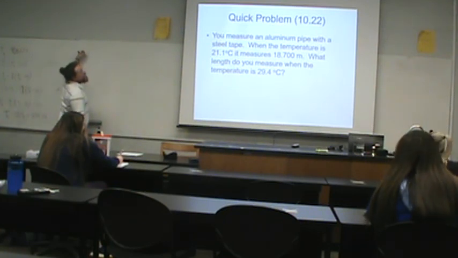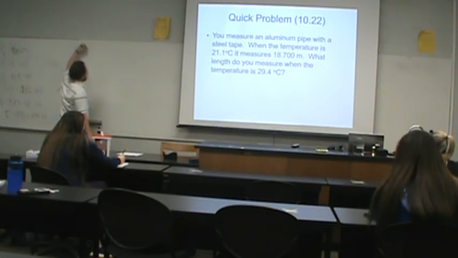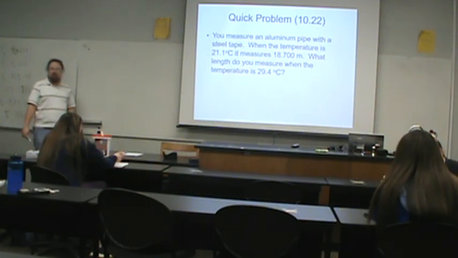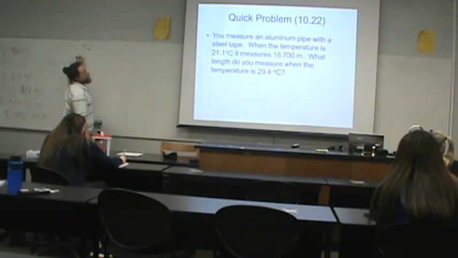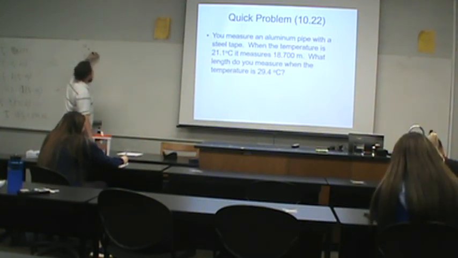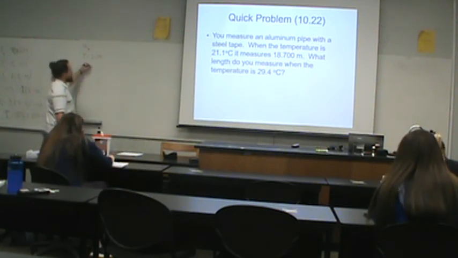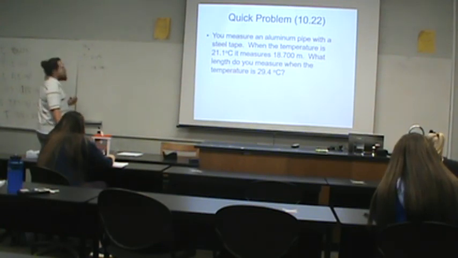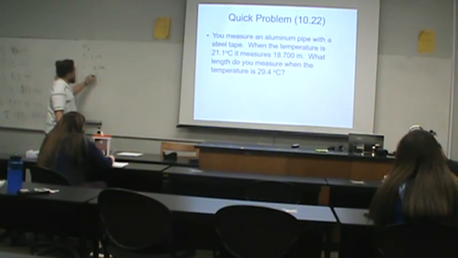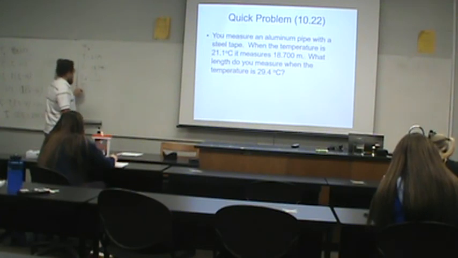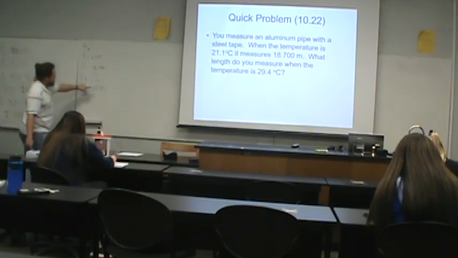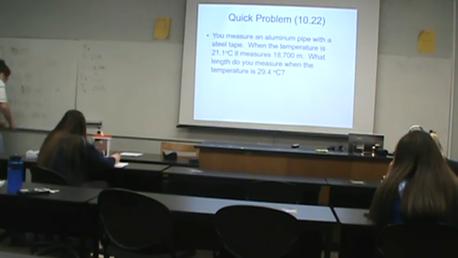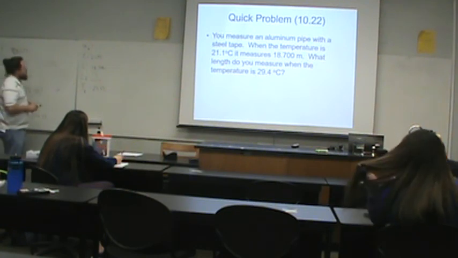So, things that we know, we have an aluminum object, which means we will eventually need some constant related to aluminum. We know temperature initial is going to be 21.1 degrees Celsius. At that temperature, length initial is going to be 18.700 meters. My zeros look like twos sometimes. I'm going to work on that, it's all right. And we are asked to find final length. If you don't know that, we're going to find it when the final temperature is 29.4 degrees Celsius. So, these are the three numbers the problem gives us.